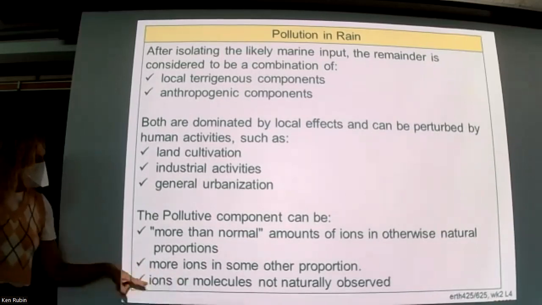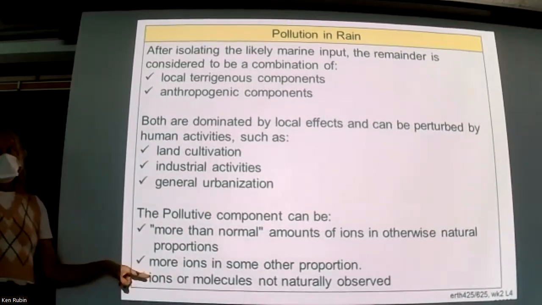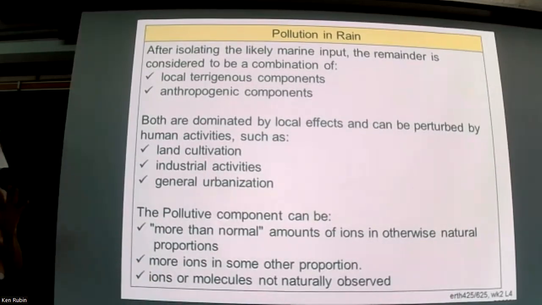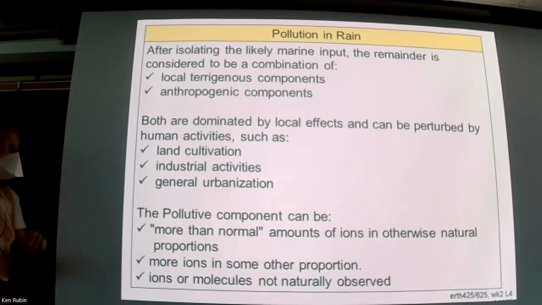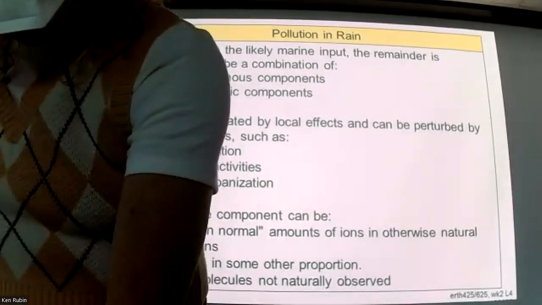And then we also get things that are otherwise not naturally observed, right? And this is really common in urban settings. Automobiles put a ton of weird elements, heavy metals, for instance, as particulates into the atmosphere that get rained out again, and we can detect them.